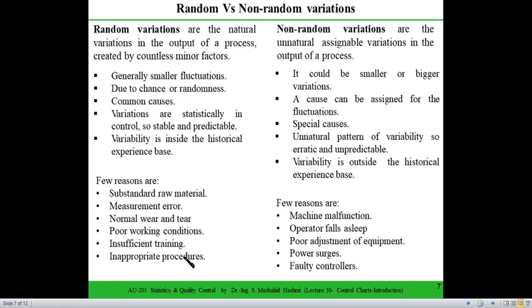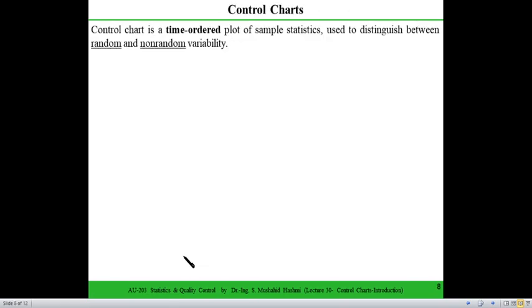So they are called non-random variations. And once you go into this nomenclature of the control chart, you will better understand what it means. So what is actually the control chart? A control chart is a time-ordered plot of a sample statistic.